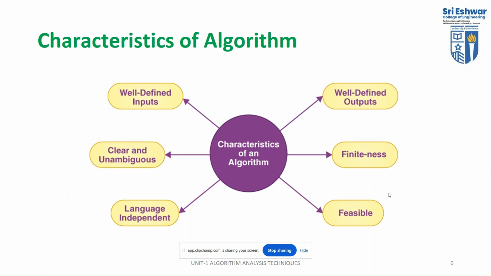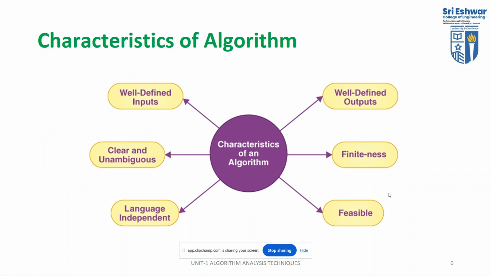The second characteristic is being clear and unambiguous. Each step of the algorithm must be precisely defined. The instructions should be clear and unambiguous, with no room for interpretation. Every operation should be well understood by the machine or the program.